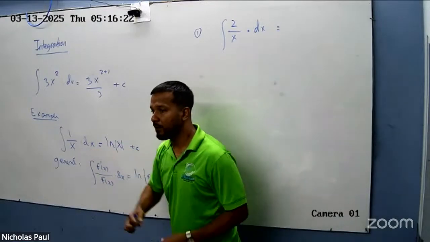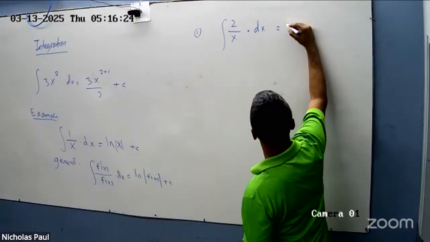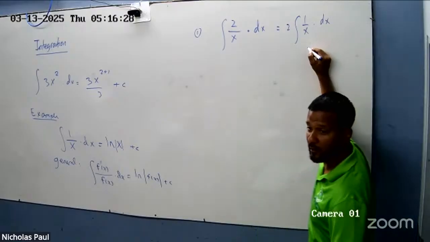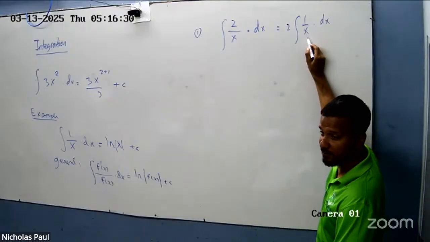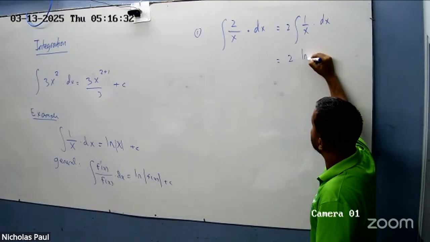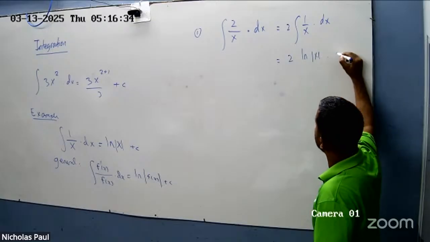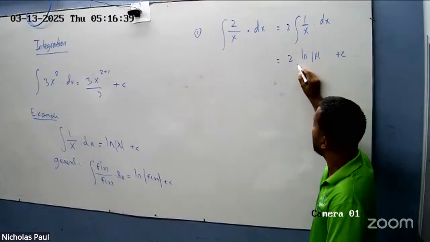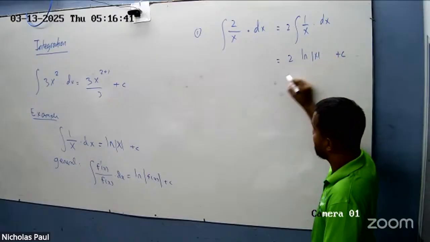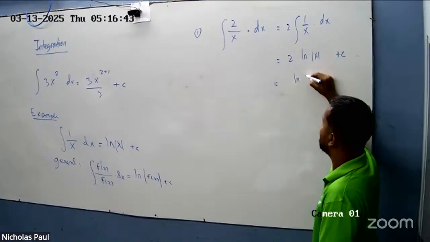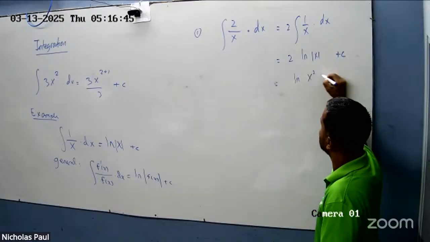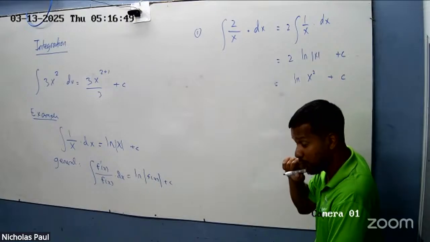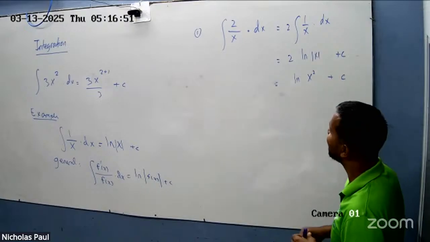Is there any way I can make this look like this? Yeah. Move the 2 outside. Very good, Yash. Yash said that I can move the 2 outside. And what's the integral of this? That'll be 2 ln mod x plus c. Can I do anything else? I can bring the 2 in here, yeah, if I want to. Do I need to put in a mod sign here, or the square?